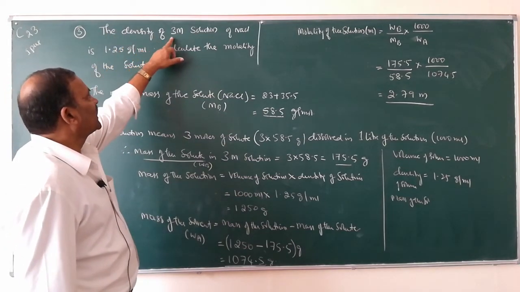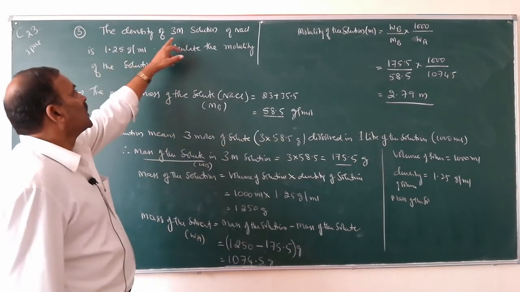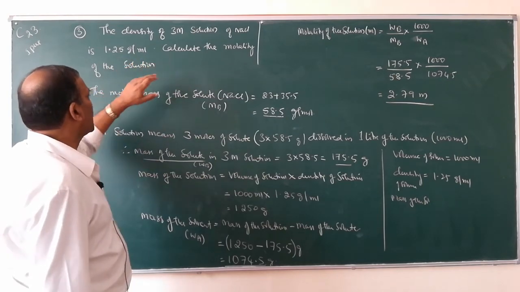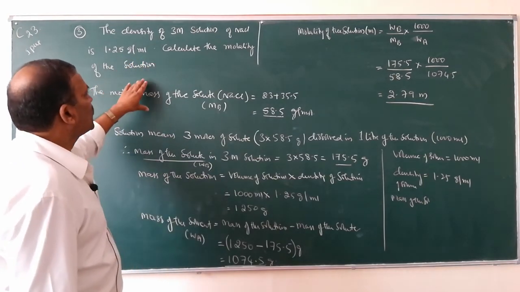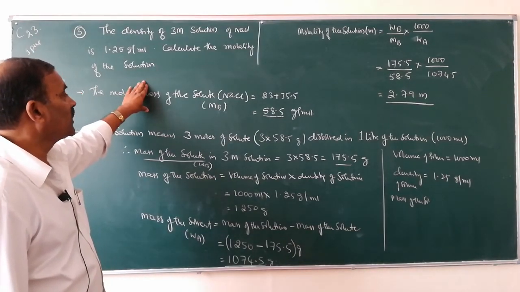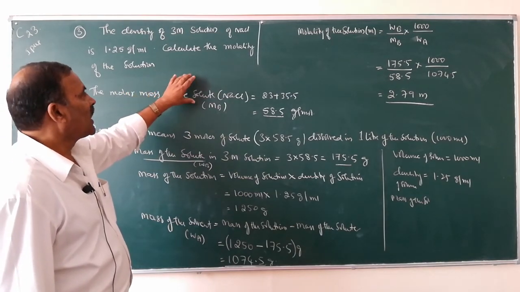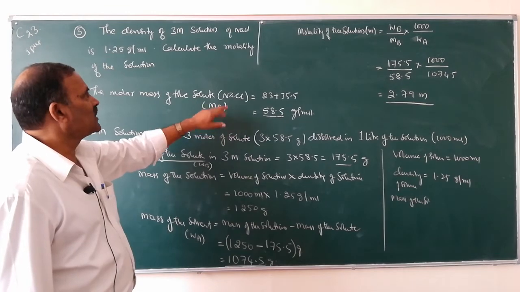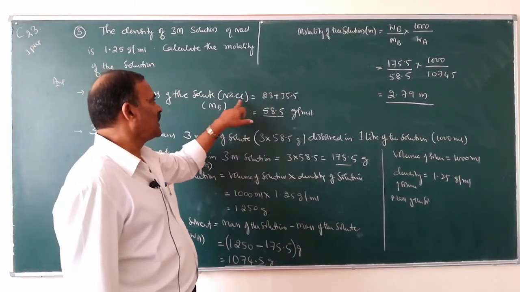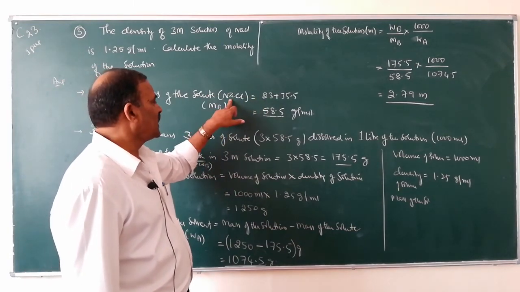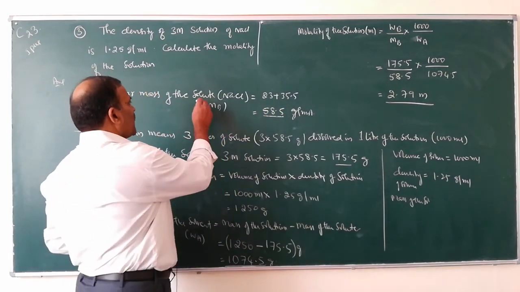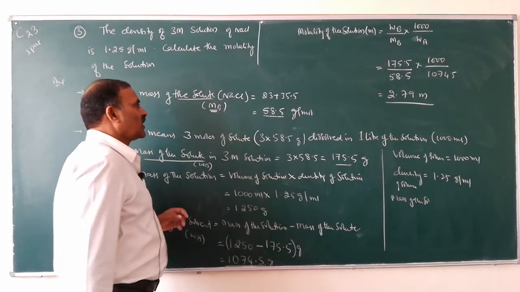Understand the problem: the density of a 3 molar solution of sodium chloride. Molarity of the solution is given and density of the solution is given. You have to calculate molality of the solution. First, observe which is the solute. Here sodium chloride is the solute and its molar mass MB is 58.5. Atomic mass of sodium is 23, chlorine is 35.5. Adding, you will get 58.5.